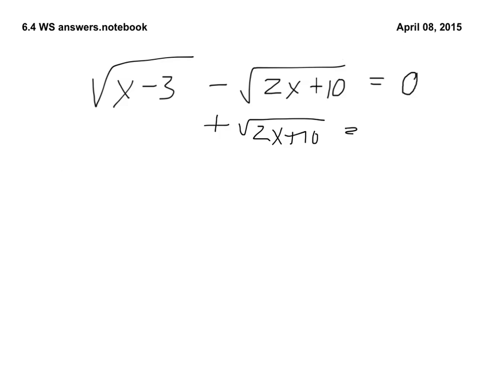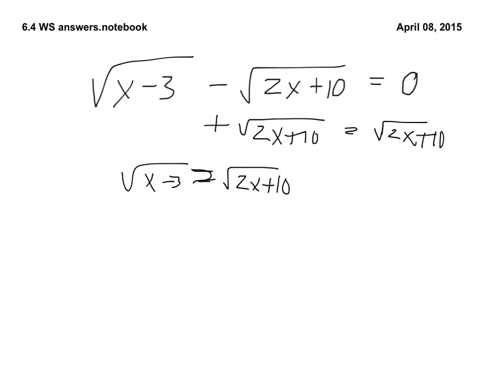Okay, and just get it to the other side. Okay, bingo. So now we have the square root of x minus 3 equals, gosh, the square root of 2x plus 10. We're really going to have to work on my handwriting here.